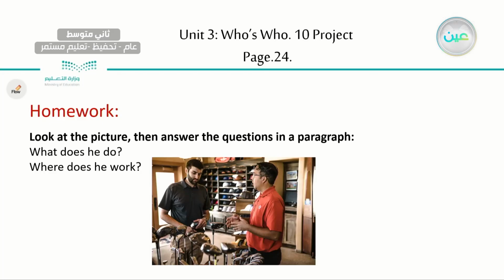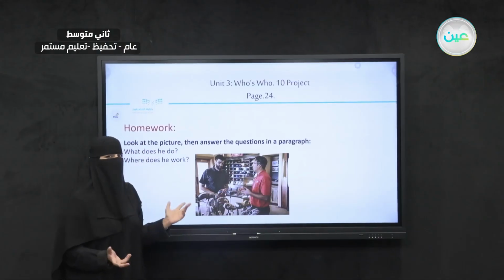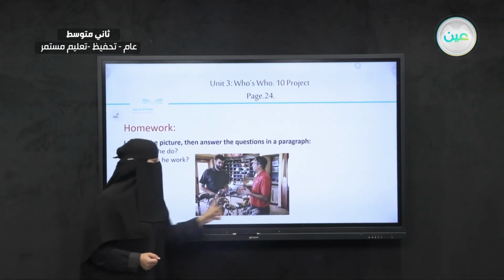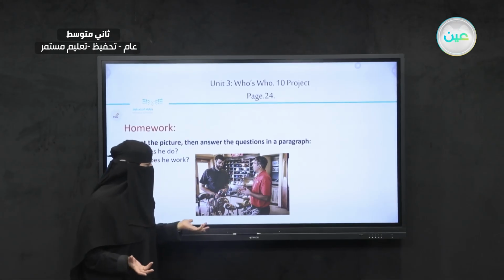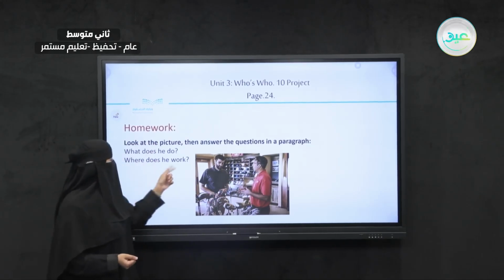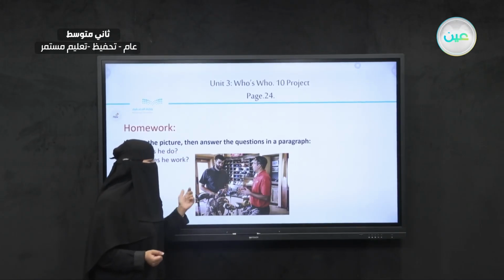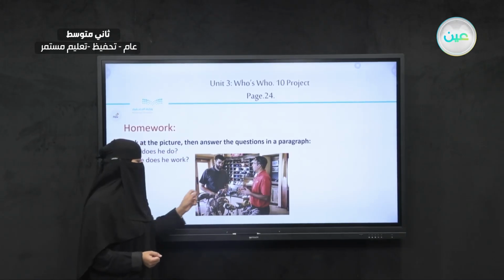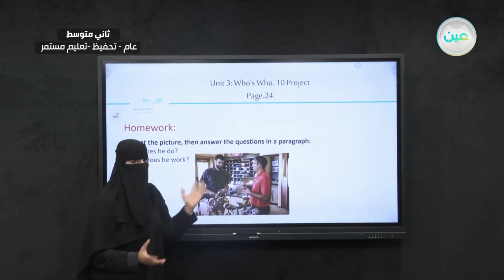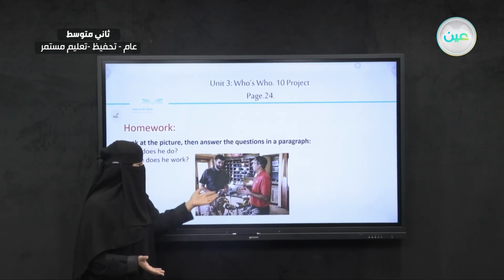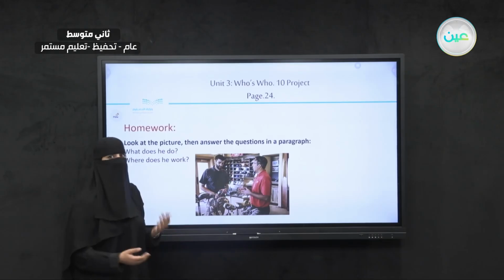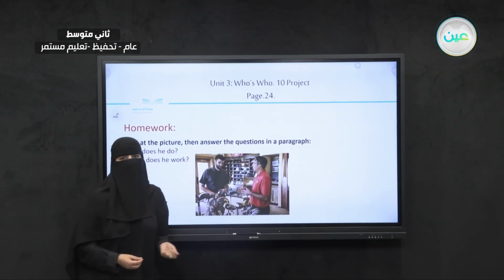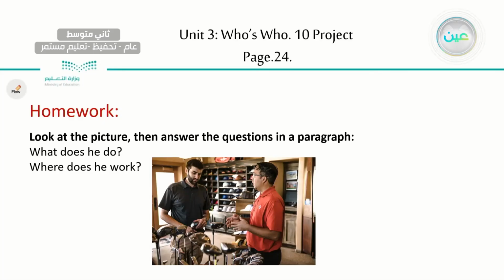So, what does he do? Look at the picture. Look at the person with the red shirt. What does he do? Look at the tools around him. Can you think about this? And where does he work? I want you to do the same here. Look at the place, look at the tools, look at what he is doing in the picture. I want you to do the same, okay? And answer this question in your paragraph. What does he do and where does he work?